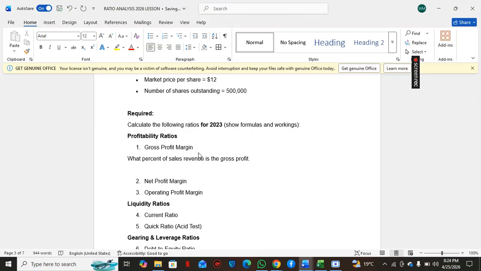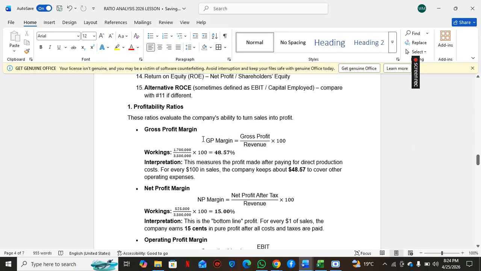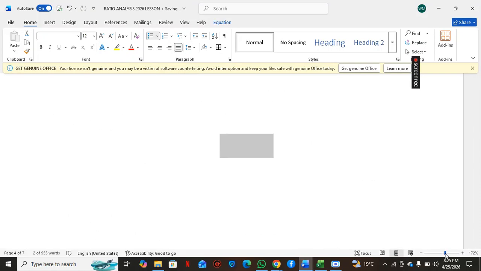Then another way to look at it, how much gross profit you keep from every one quarter or every 100 quarter or every 1,000 quarter of the sales revenue. So this is the formula for the gross profit margin here. Gross profit margin is your gross profit over your sales revenue.